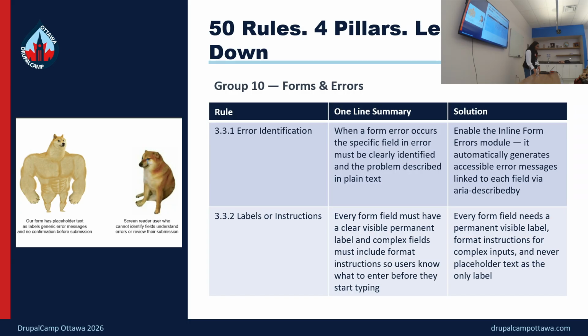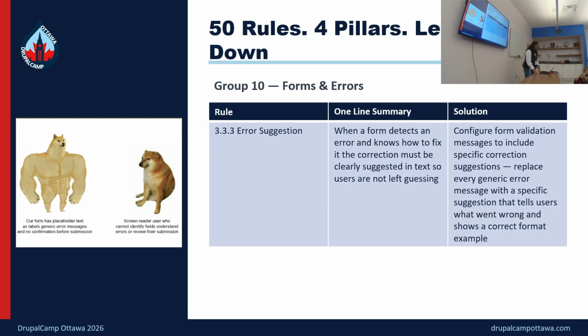Moving on to the next one, that is 3.3.3, error suggestion. So when a form detects an error and knows how to fix it, the correction must be clearly suggested in the text so that the users are not left guessing. Solution is configure the form validation messages to include specific corrections, and replace every generic message with specific suggestions. Again, it comes back to the rule that is error identification. Similar to that.